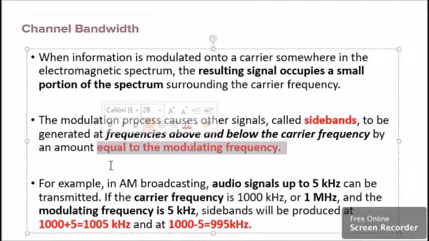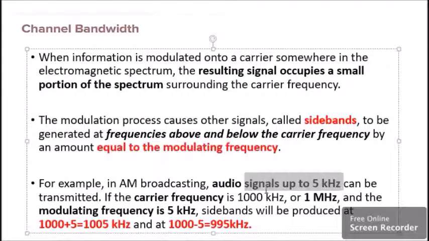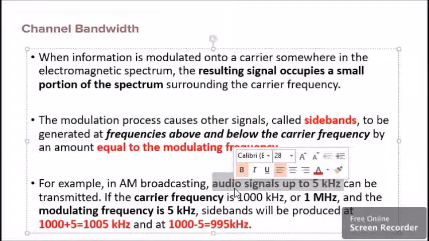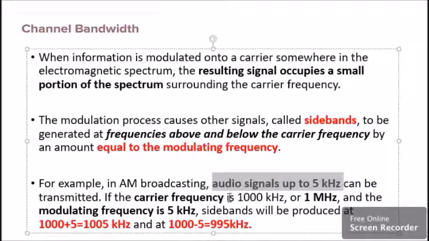So for example, an AM broadcasting audio signals up to 5 kilohertz. You have an audio signal which is 5 kilohertz. Audio signals, this is also your intelligence. Tama ba? Ito yung ating baseband. Ito yung unmodulated signal. Siya yung magmomodulate sa ating carrier. Okay? So, audio signals up to 5 kilohertz can be transmitted.